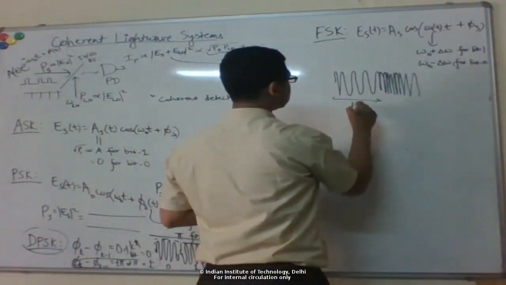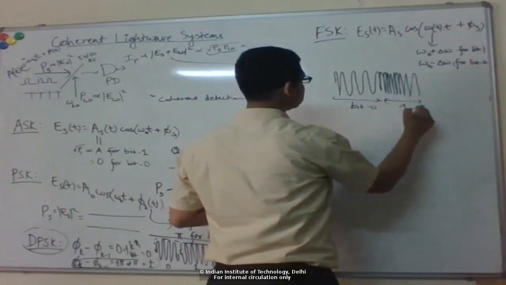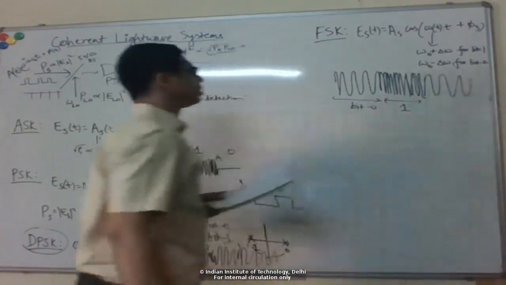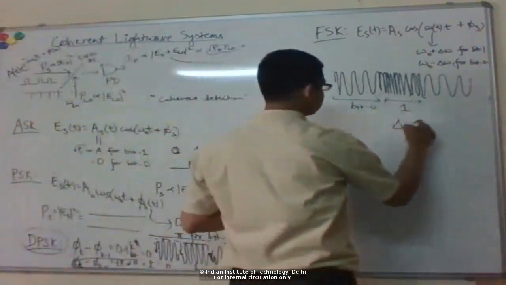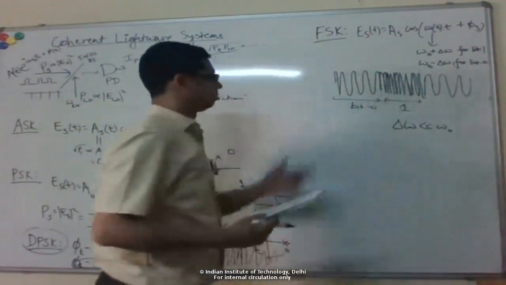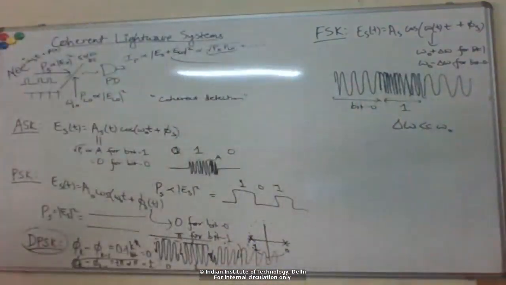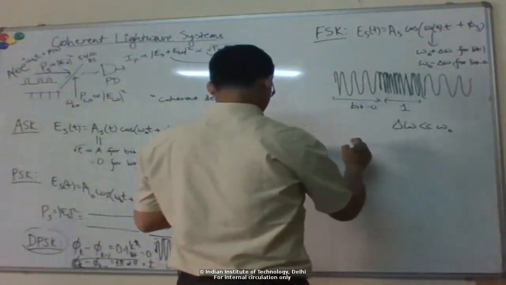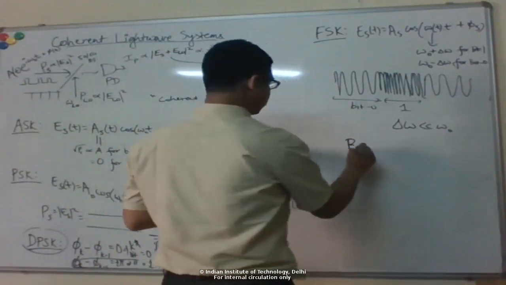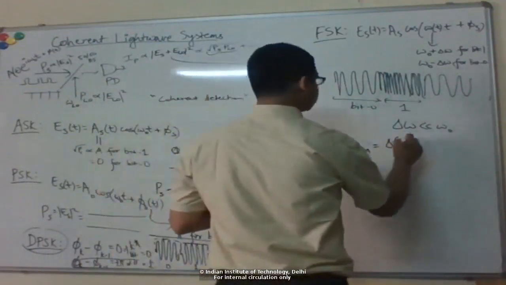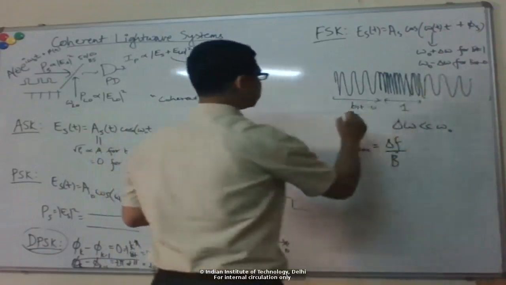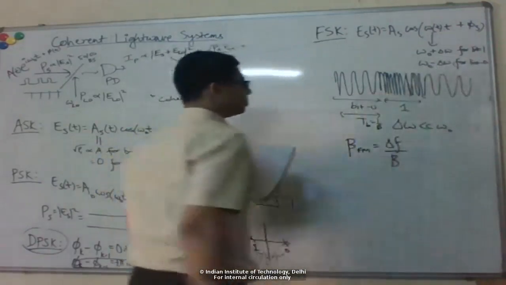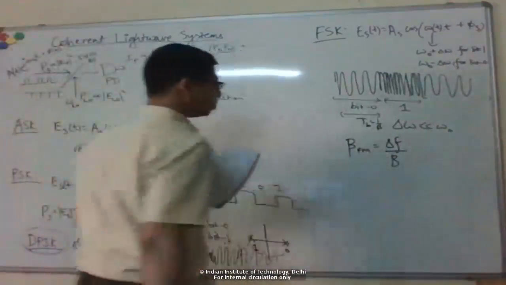Okay, so if this is bit 0, then this is 1. Typically, of course, delta omega is much smaller than omega naught, so you can't visually see it like that. So there's this modulation index defined, which is the frequency modulation index beta, defined as the frequency shift divided by the bit rate. There's a bit duration here, TB, which is 1 over the bit rate. And there's a frequency shift which I'm doing for each bit. So the relation between the two.